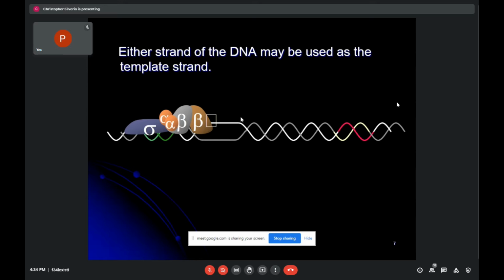Either strand of the DNA may be used as the template strand to be transcribed. Okay? Either of the two could be transcribed. Either this one or this one could be used as the template strand for the transcription process. As you can see now, here, the RNA polymerase binds into the DNA. And what do you call this region here of the DNA?